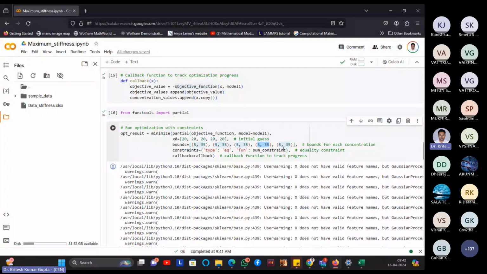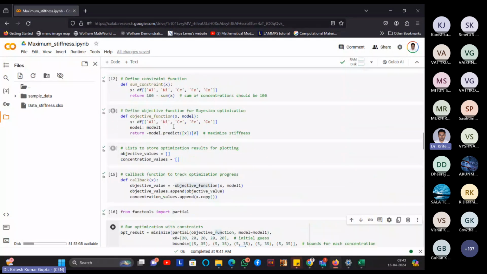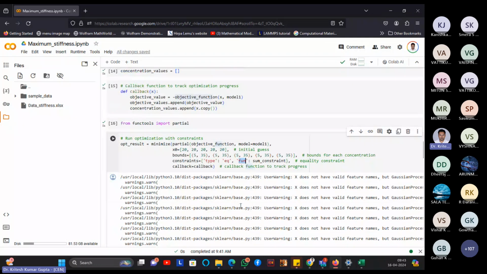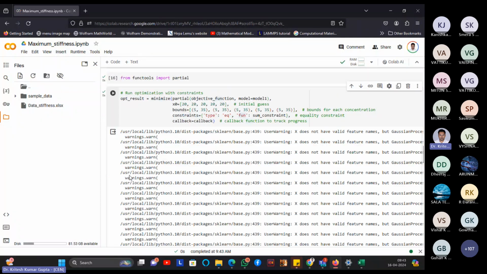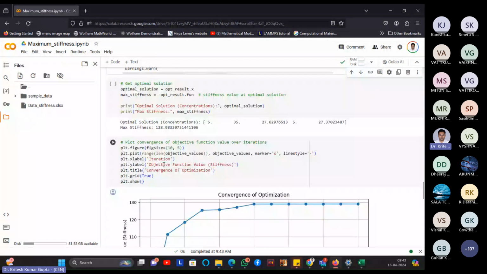Okay, so 5 to 35, 5 to 35, like that I have defined the bounds. Next, the constraints. There was a constraint that is of type equality, right? So we want the sum to be 200. That was the constraint, and I'm taking this function sum constraint, which I have already defined here. This callback is again for making this an iterative process. So when I run this, it will give me something.